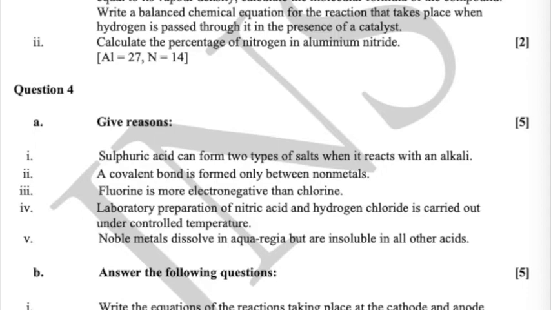Question 4a. Give reasons. Sulfuric acid can form 2 types of salts when it reacts with an alkali. Since it has 2 atoms of hydrogen in its molecule, depending on the concentration of the alkali used, it can either form a normal salt, which is sodium sulfate, or an acid salt, which is sodium hydrogen sulfate. We have to mention due to its dibasic nature. Dibasic acid. Yeah, so same thing, not 2 atoms of hydrogen in molecule. You can also say 2 replaceable sets of hydrogen.